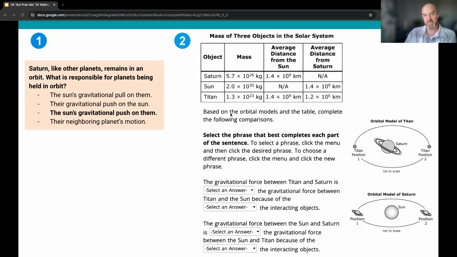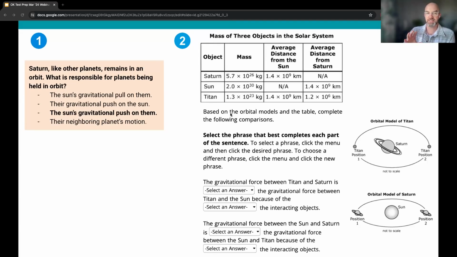The second question we're looking at is from the OSTP science, where students are given this data set at the top, and then 2 different models of Titan and Saturn, and then a model of the sun and Saturn. The prompt says, based on the orbital models and the table, complete the following comparisons. Students have to select the phrase that best completes each part of the sentence. The gravitational force between Titan and Saturn is blank. The gravitational force between Titan and the sun because of the blank of the interacting objects. And then it flips: the gravitational force between the sun and Saturn is blank. The gravitational force between the sun and Titan because of the blank of the interacting objects.